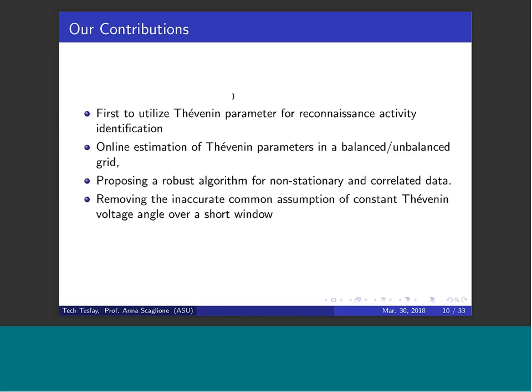Besides, most of the techniques for Thevenin estimation proposed assume that the Thevenin voltage phase angle is constant, which actually leads to inaccuracies in the estimation of the parameters. In our case, we didn't assume this phase angle to be constant.